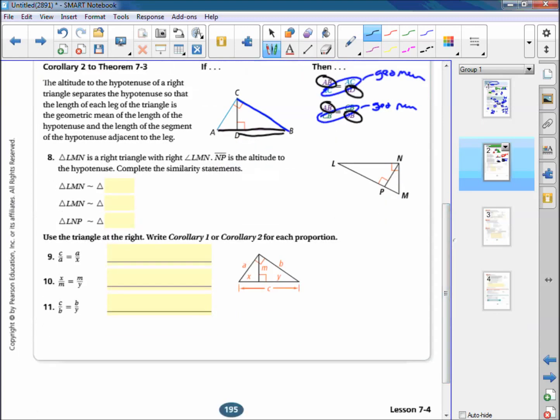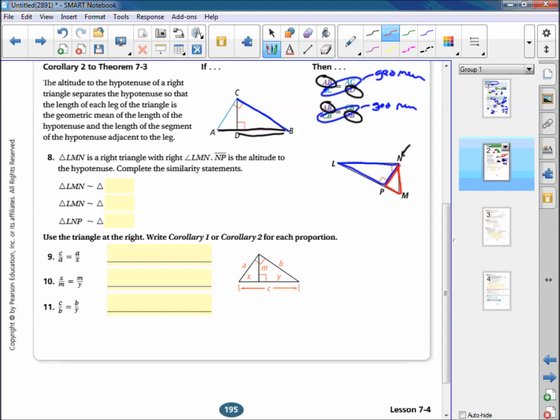All right, so triangle LMN is a right triangle with a right angle LMN. So there's our right angle over here. Okay, and NP is an altitude to the hypotenuse. Okay, so that's the height of the triangle coming from the hypotenuse. Complete the similarity statements below. So this says the big triangle is similar to, and we have it similar to, remember the medium triangle over here? And it's also going to be similar to the little triangle over there.